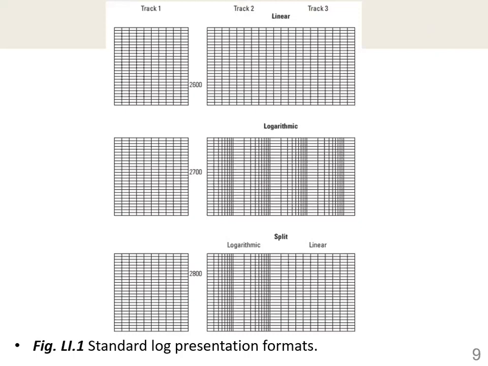The logs are usually displayed in tracks. So this is a track. In this case, this is track 1. The depth scale is usually not referred to as a separate track. And here, this is regular scale. Here, this is logarithmic, where you normally chart your resistivity. And here, this is a split scale, where you're having both logarithmic and linear. So these are standard log presentation formats.